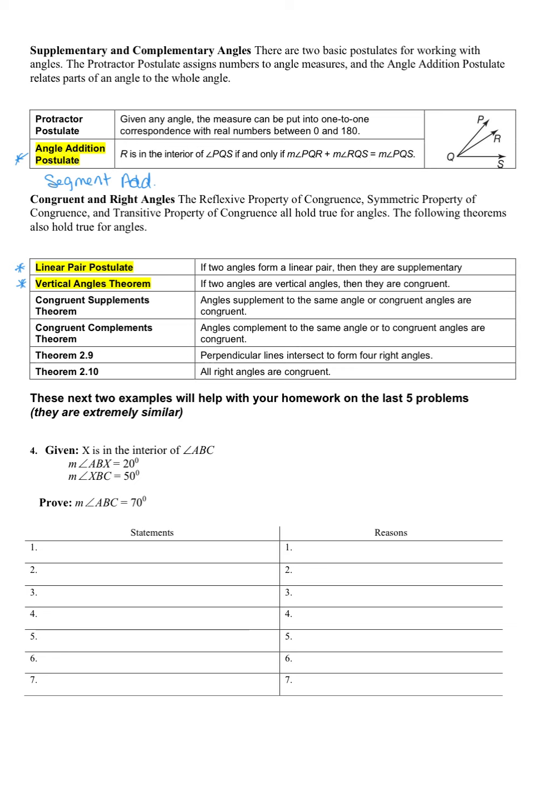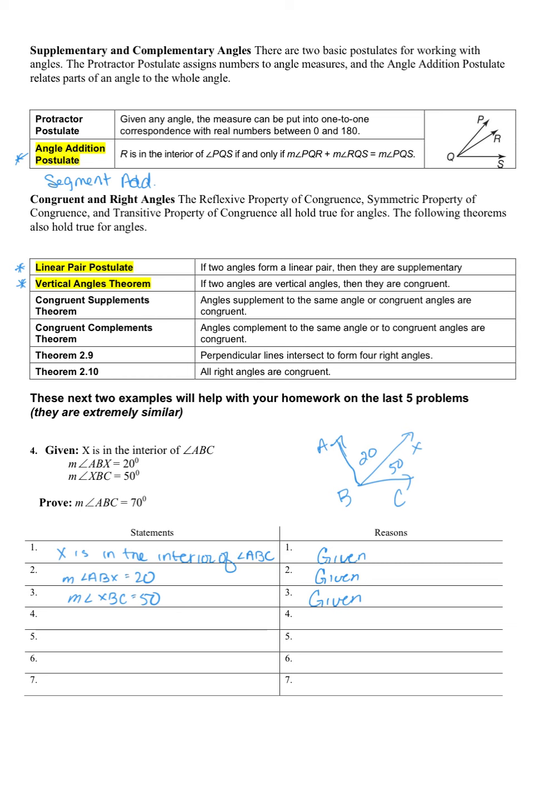So step one is just list your given information. All right, and I think it's sometimes helpful to actually see what's going on. So it's talking about angle ABC, and then it says that X is in the interior of it. So it looks like this. And then ABX is 20, and XBC is 50. So that gives you an idea of what you're looking at.